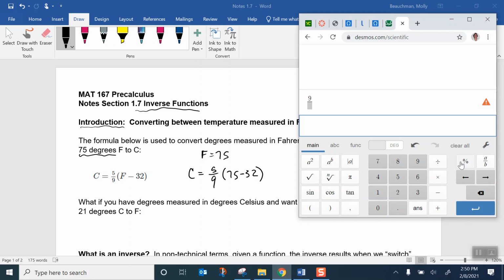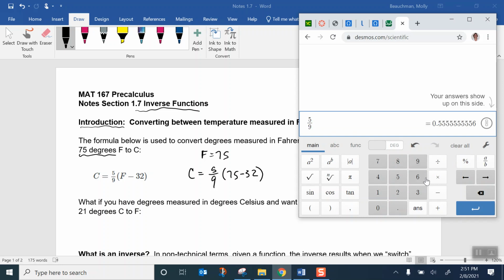We open the calculator, we get 5 divided by 9 times parentheses 75 minus 32, and we end up with about 23.9 degrees.